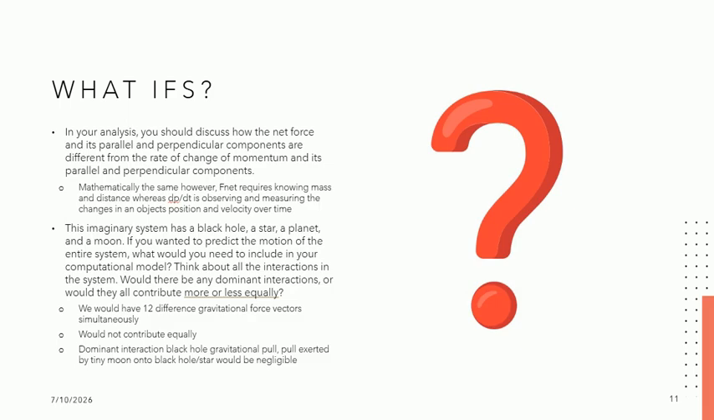The what-ifs in this lab ask me to discuss the net force and its parallel and perpendicular components and how they're different. So mathematically they are the same, as Fnet equals dp divided by dt. However, the Fnet requires knowing mass and distance, whereas dp dt is observing and measuring the changes in an object's position and velocity over time.